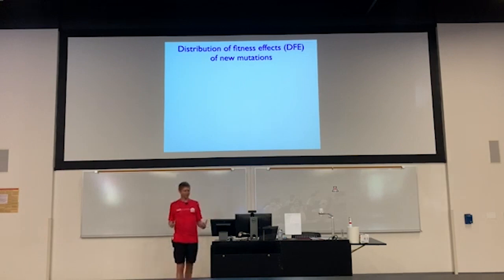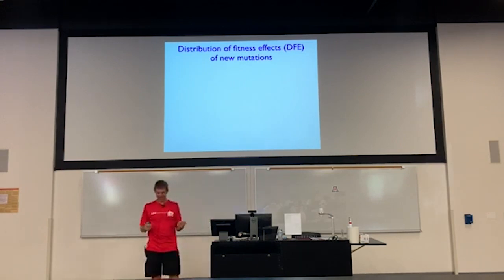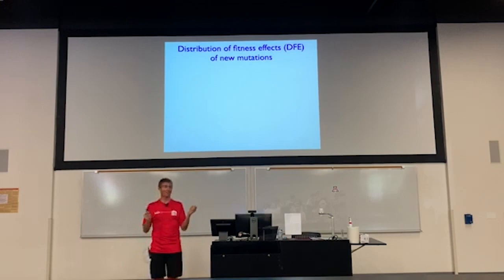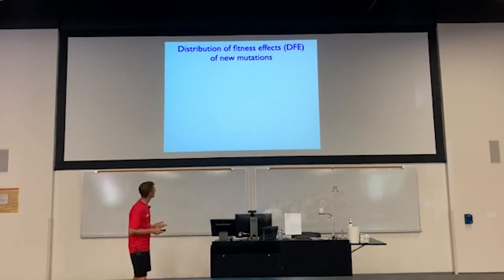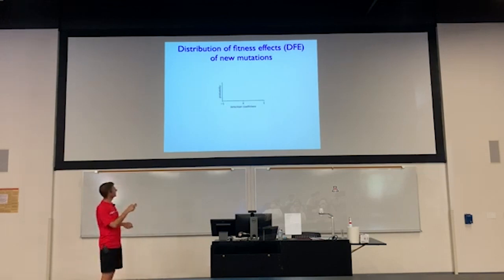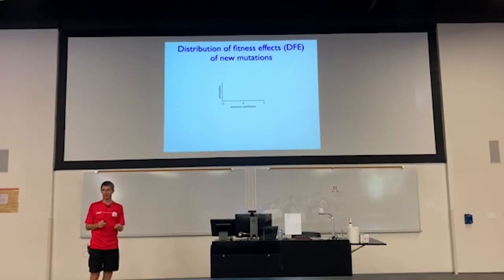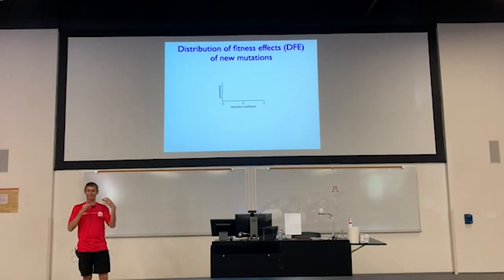So lately in my group, we've been thinking about this thing called the distribution of fitness effects of new mutations, the DFE, which is a big word. And what we think about is a histogram. On the x-axis, we have the selection coefficient. So 0, remember, means the mutation is neutral. -1 would mean that your fitness goes from 1 to 0. So that is something that is meaningful.